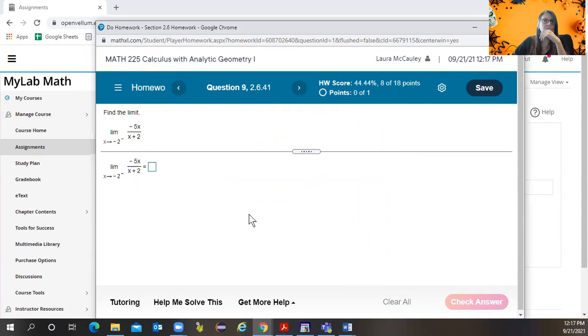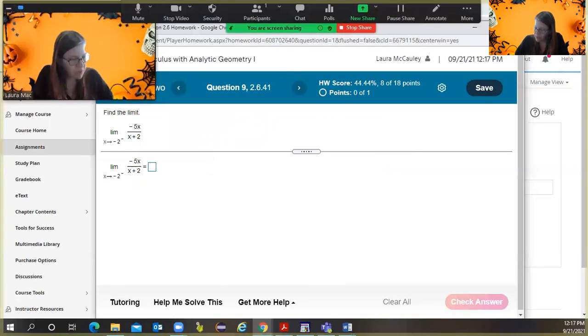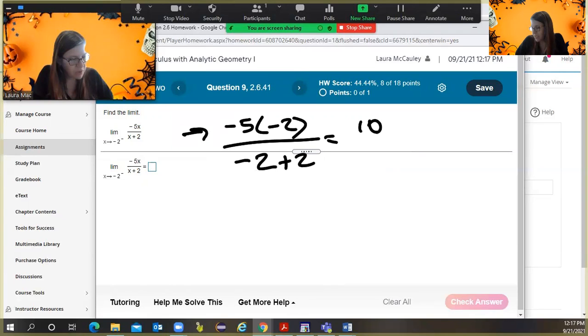All right. Let's see, for this one, this is a limit. Notice it's not a limit to infinity. We've just got a -2. We want to come at it from the left. So the first thing I would do is let's just try to plug in that -2. If I plugged in the -2, I get 10 over 0.